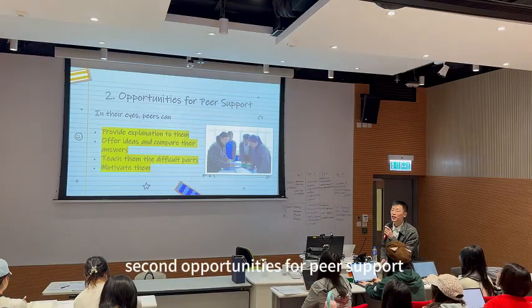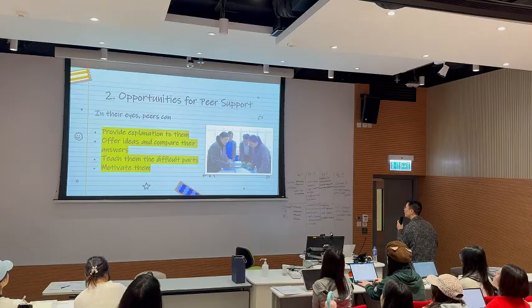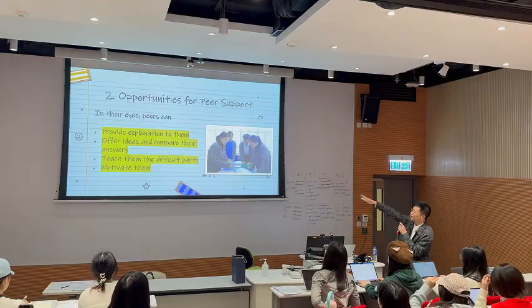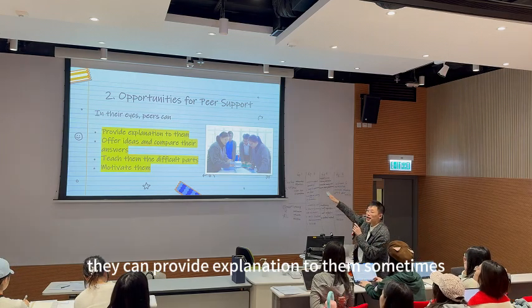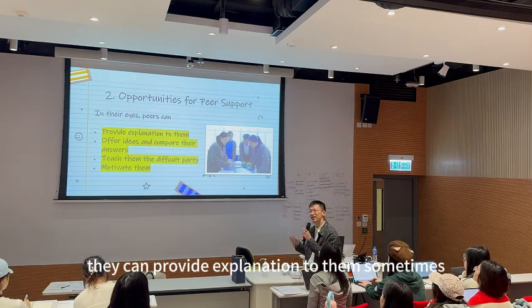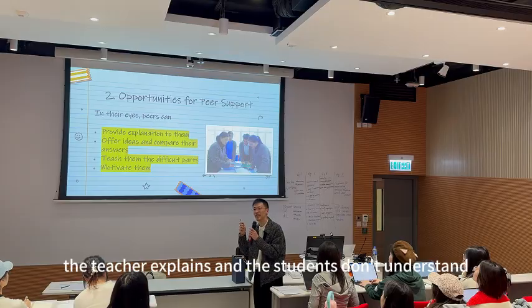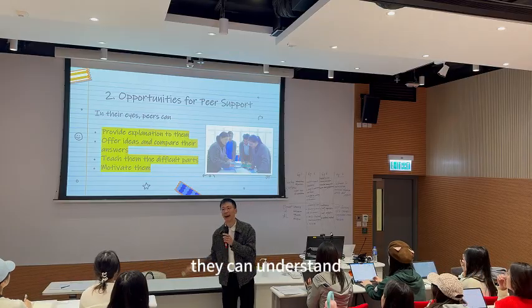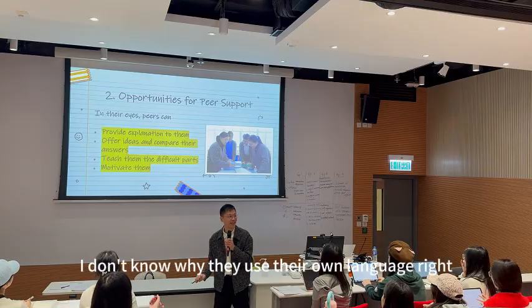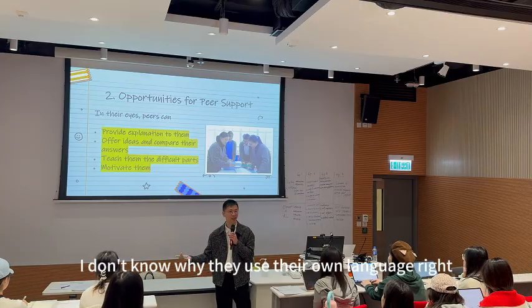Second, opportunities for peer support. You can see a photo of a group of 4. They can provide explanation to them. Sometimes the teacher explains and the students don't understand. But then when they ask their peers to explain, they can understand. I don't know why. They use their own language, right?